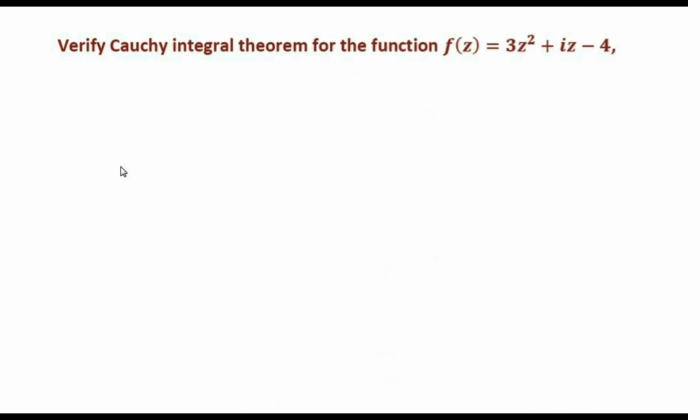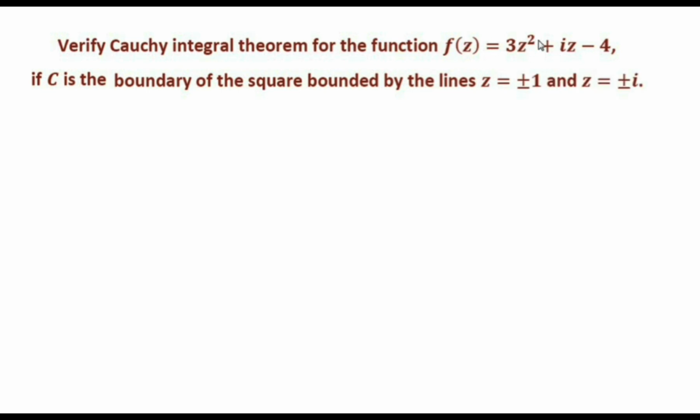Now we have to verify Cauchy's integral theorem for the function f of z, if C is the boundary of the square bounded by the lines z equals plus or minus 1 and z equals plus or minus i. Without actually getting into the details, we can easily say that Cauchy's integral theorem for the function f of z is verified since f of z = 3z² + iz − 4 is an algebraic function.